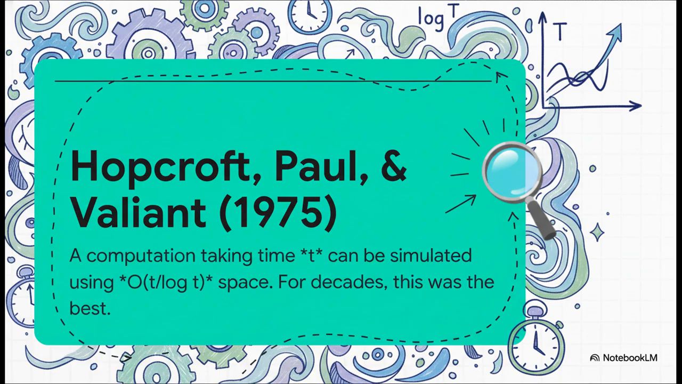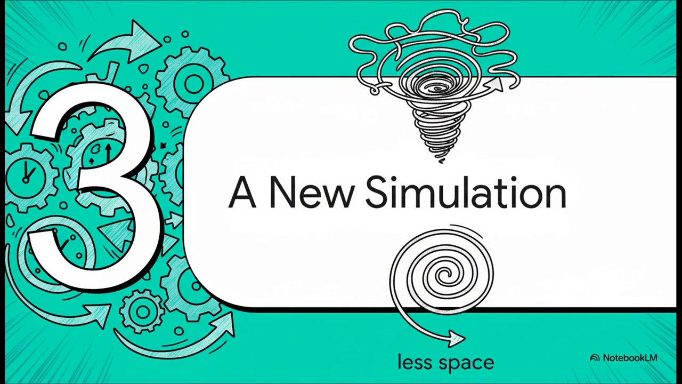So what exactly was this old limit? Well, way back in 1975, a trio of computer scientists, Hopcroft, Paul, and Valiant, set the record. Their formula basically said that the amount of memory you needed was pretty much tied directly to the runtime. To save a little bit of space, you had to pay a small price in time. And for 50 years, that was it. Everyone thought that was the best trade-off you could get. And that brings us to this new paper, which pulls off something that, frankly, many in the field thought was impossible. It introduces a completely new kind of simulation that just shatters that old trade-off.